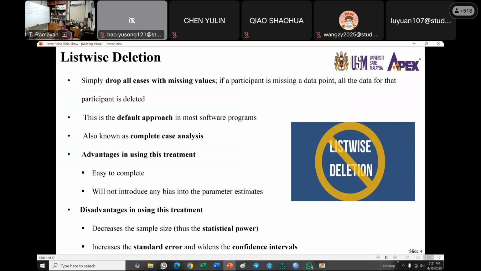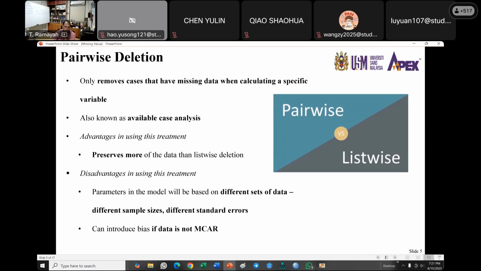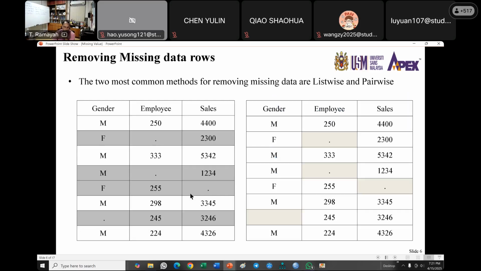Usually in the software, they will use two types of deletion. One is called list-wise deletion. The other one is called pair-wise deletion. What is the difference is like this. Let's say you have 1, 2, 3, 4, 5, 6, 7, 8 respondents. Out of the 8 respondents, respondent number 2 did not answer this variable. Respondent number 4 did not answer this variable. Respondent number 5 did not answer this variable.